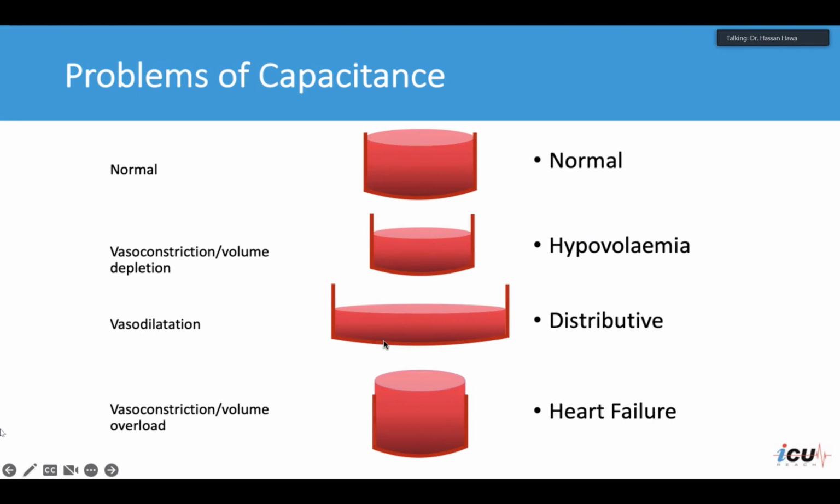Or you might have the same volume, but the capacitance is vasodilated. So that's what we see in distributive shocks. Here you can have either relative hypovolemia because there is loss of fluids into the third space, or actual hypovolemia when the patient doesn't take enough fluids or loses fluids with the sweating and what have you. Or you might have a problem with the vasoconstriction in heart failure and end up having volume overload in the capacitance.